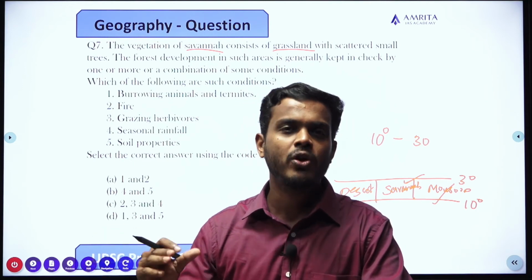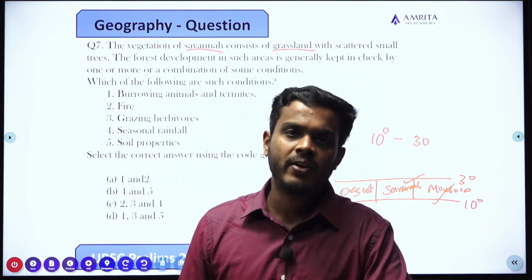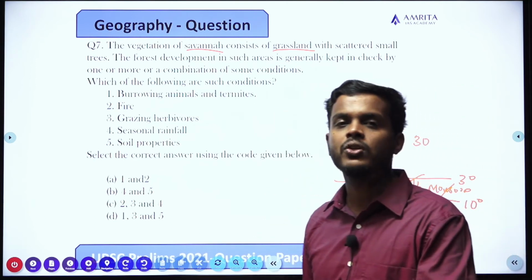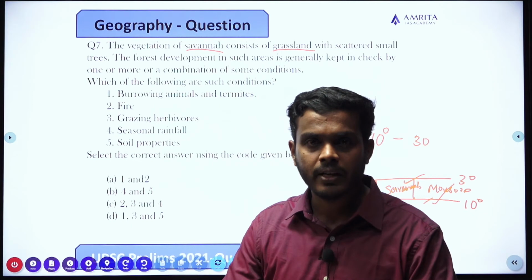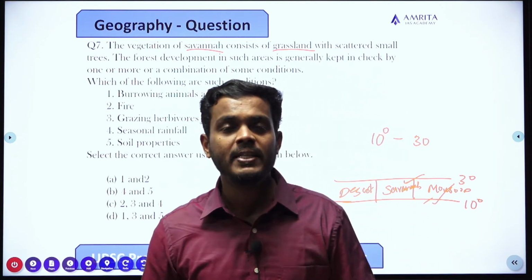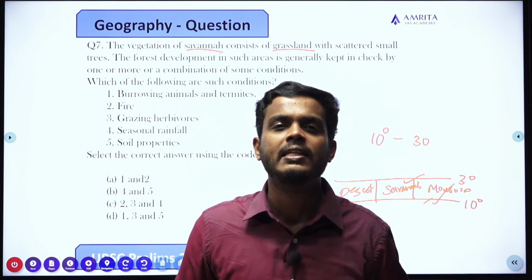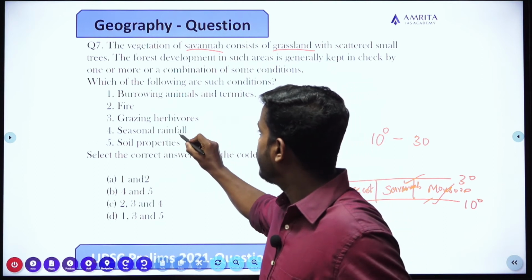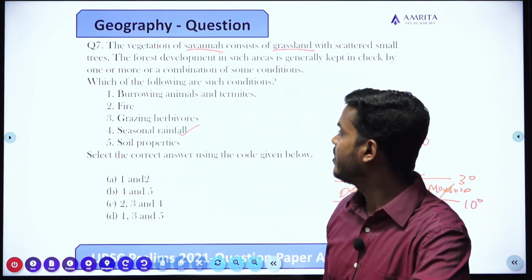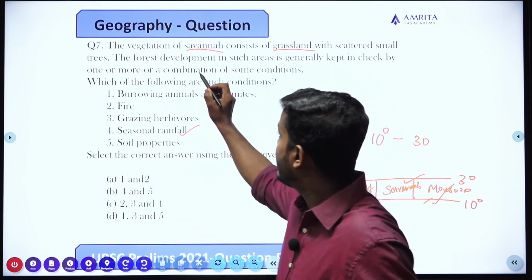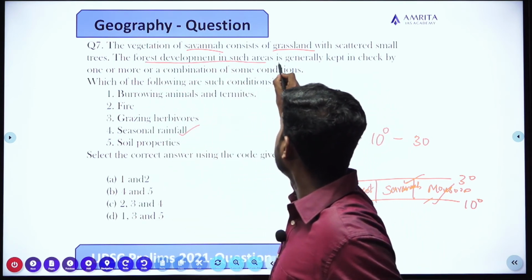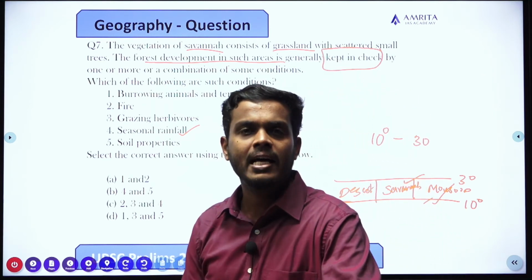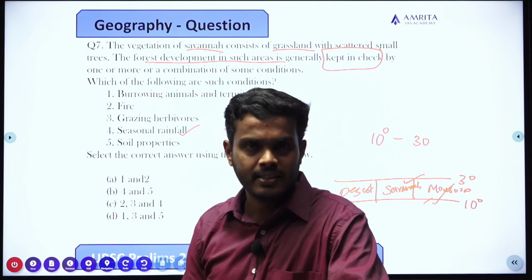Due to the lesser amount of seasonal rainfall, savanna has only grasslands over there. The monsoonal region will have rainforest just because of the huge amount of rainfall. So we know that it is the basics for the distribution of vegetation. The important factor is the amount of rainfall. So seasonal rainfall is an important factor affecting the distribution of vegetation. Now here they are asking about the forest development in such areas being generally kept in check. The forest development in that particular region is kept in check by different factors.